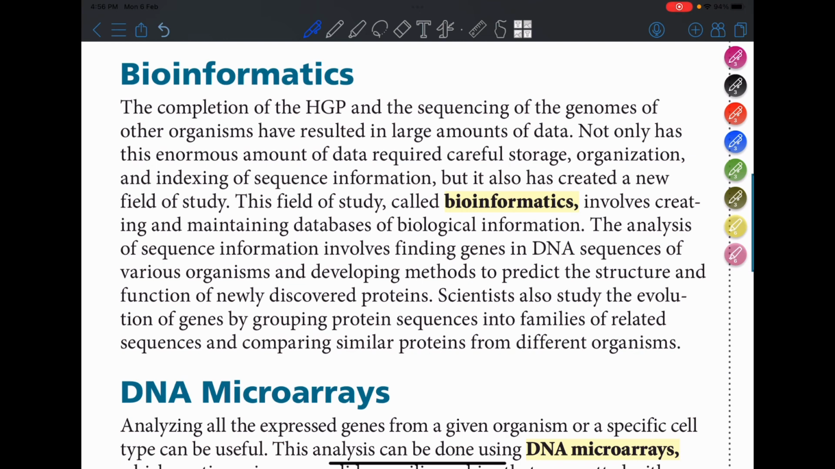We don't want to lose the data that we've collected. We've worked for years and spent a lot of money trying to find these sequences, so we can't lose them, right? We need very careful storage, organization, and indexing of sequence information. We need an index to know which one is for what. But it has also created a new field of study called bioinformatics, which involves creating and maintaining databases for biological information.